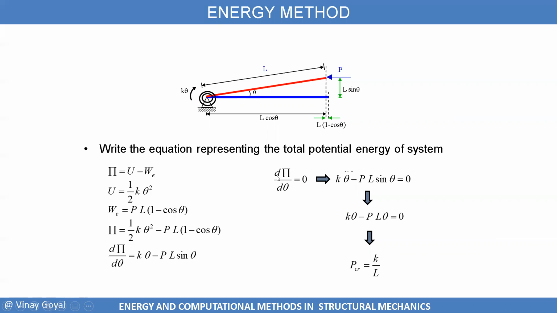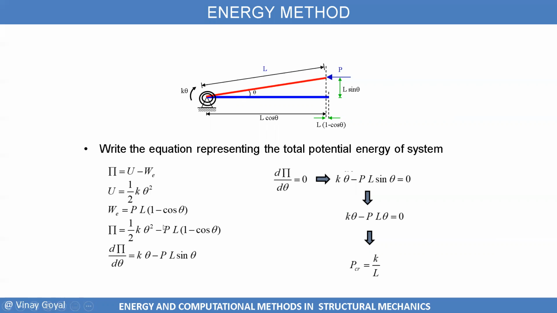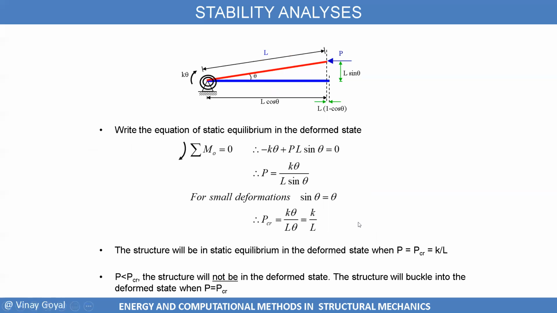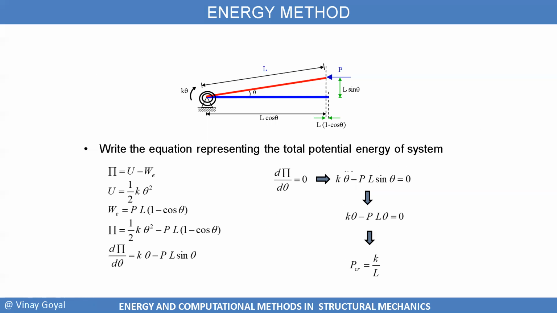Well, when I do this, I have the derivative of Pi with respect to theta equal to 0, and I get k theta minus PL sine theta. Obviously, that's what I get from this derivative. And then, since theta can be small, we can make sine theta equal to theta. And then I get P critical equals k over L. This is exactly what I got before with the equilibrium approach, the one here. We just did it using the static equilibrium equations, and I got the same answer with the energy method.